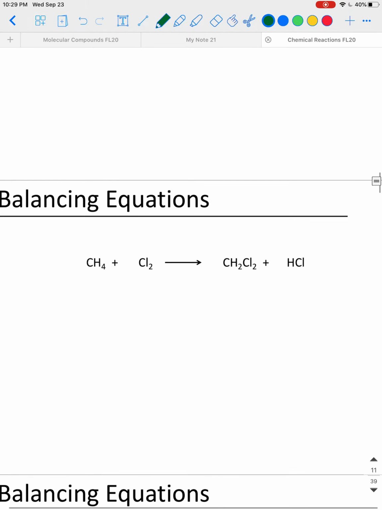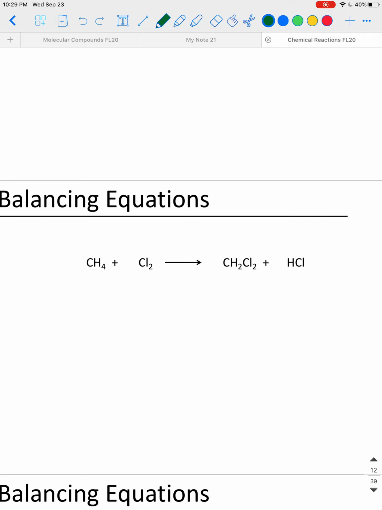All right, let's try another one. We have CH4, Cl2. If you have watched the video on how to name binary compounds, this first reactant is carbon tetrahydride, and we have chlorine. Remember, it's a diatomic, so we write the 2 in right there. Then we have, this is not a binary compound on the product side, we have a carbon with 2 hydrogens and 2 chlorines, and then we have HCl, hydrochloric acid.